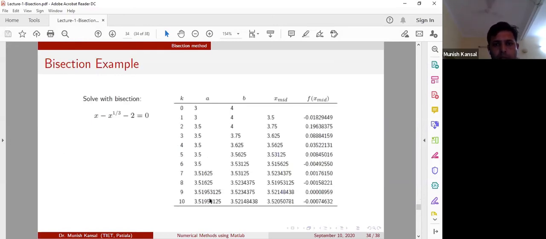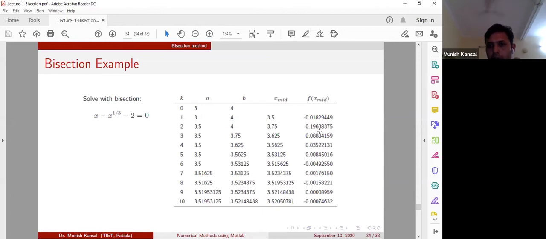Now this is the question that we discussed in the previous session, x minus x raised to the power 1 by 3 minus 2 equal to 0. You can also practice this problem with the help of the same code. These are the outputs I have written over here. The first column indicates the number of iterations. Second, you are listing the values of A, then B, then the midpoint, that is the root basically. After 10 iterations, you can see that the root is 3.52 and so on.